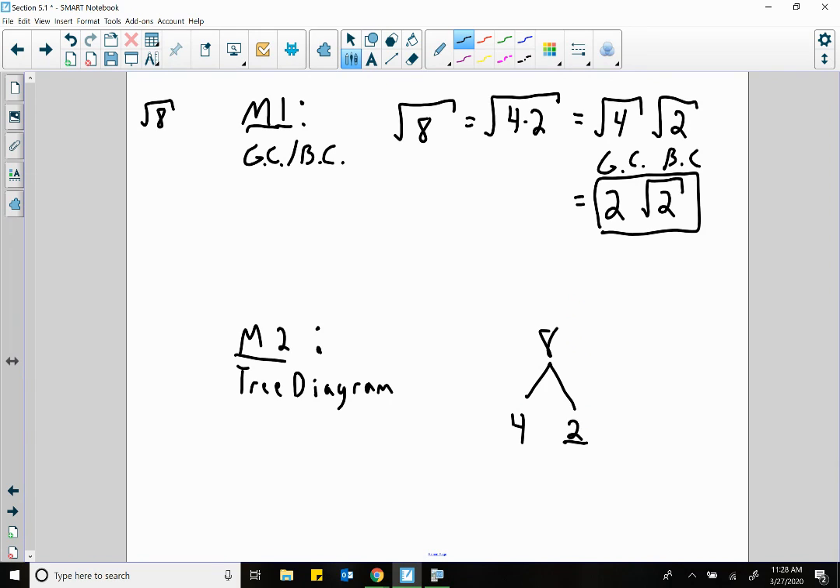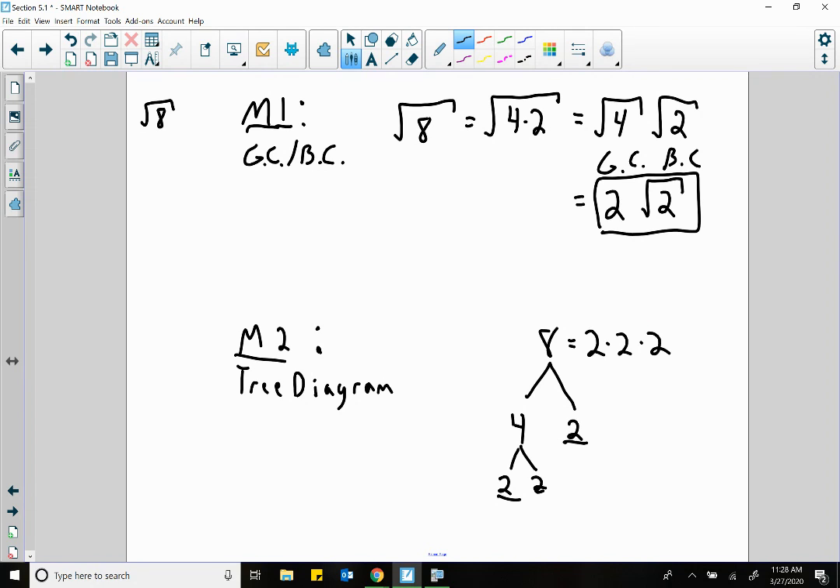2 is prime. Remember, prime numbers are any number that is just 1 times itself. So 2 is prime because the only way to make 2 is 1 times 2. 7 is prime because the only way to make 7 is 1 times 7. 11 is prime. The only way to make 11 is 1 times 11. 4 is not prime. So what is 4 made up of? 2 and 2. Now we have the prime factorization of 8.